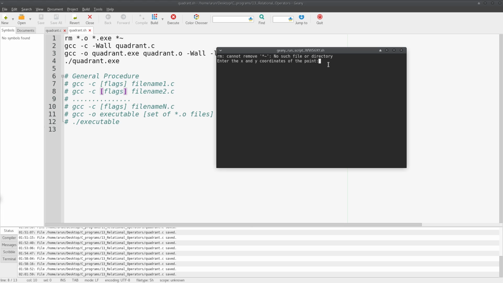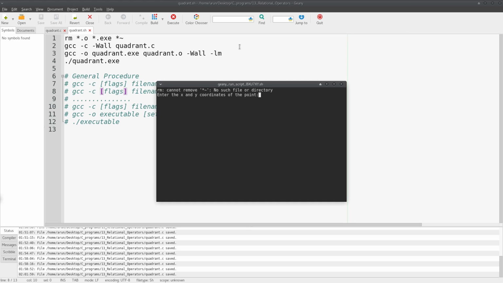And now I just have to enter the point, let's say 3, 5. The point 3, 5 is lying in the first quadrant, and that's why it says the length of the point is 5.83095, and the angle it makes with the x-axis in the anti-clockwise direction is 59.0362 degrees, and the point is in quadrant 1.